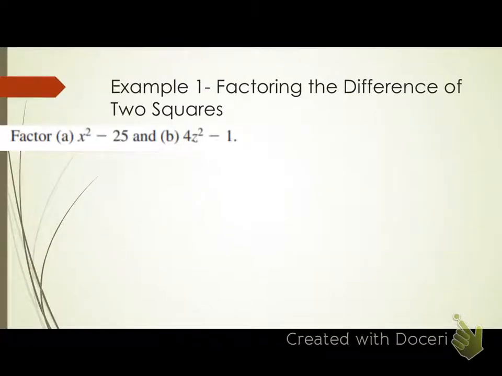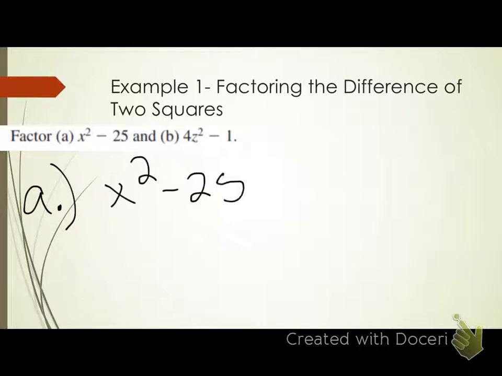So let's look at letter A. We have x squared minus 25, and it wants me to factor it. So step one, it wants me to take the square root of my first term. So I'm taking the square root of x squared.